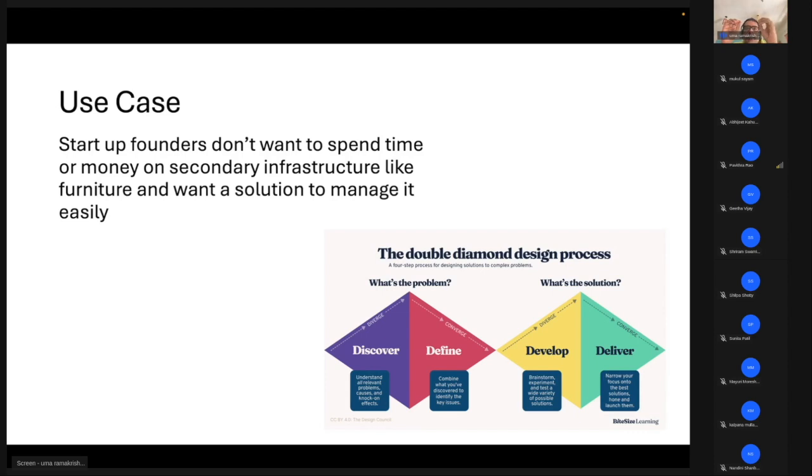Now, when you know what the exact problem is, you diverge again and think of what solutions we can come up with to solve this problem. And once you come across a reasonable solution, you again define that solution and deliver it. This is how a double diamond process works.